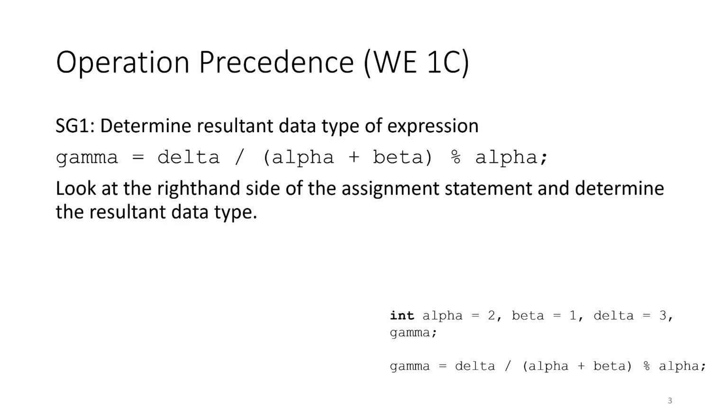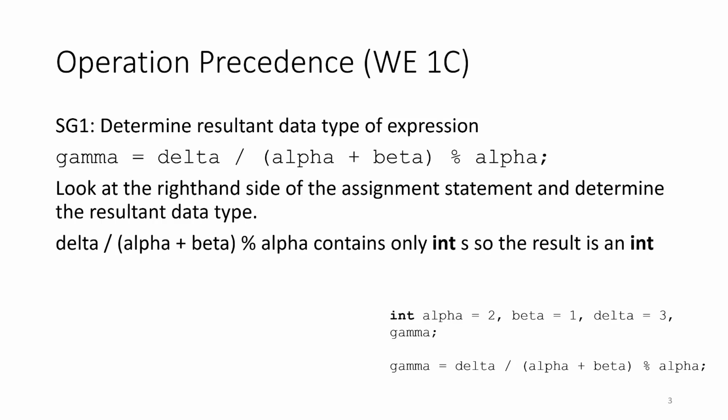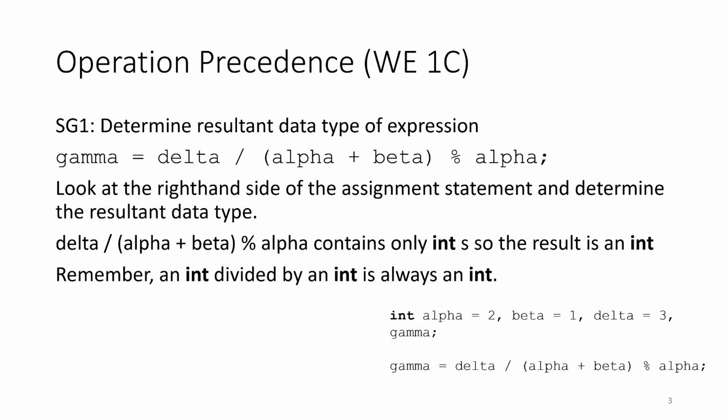Subgoal 1: determine the resultant data type of the expression. Looking at the right-hand side of the assignment statement, we see that the variable delta is declared as an integer. Alpha and beta are both declared as integers. So we have all integers on the right-hand side. An int divided by an int plus an int, mod int, results in an integer. The data type of the right-hand side expression is integer.